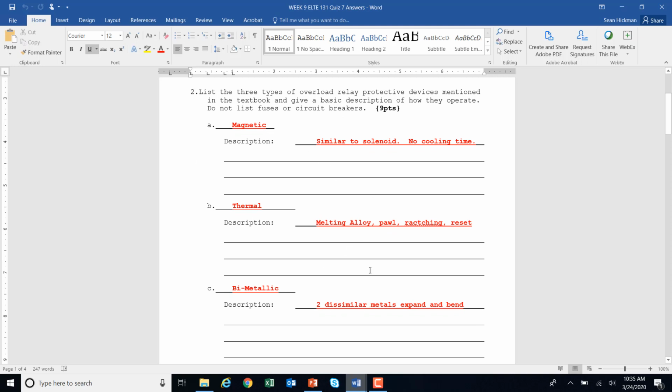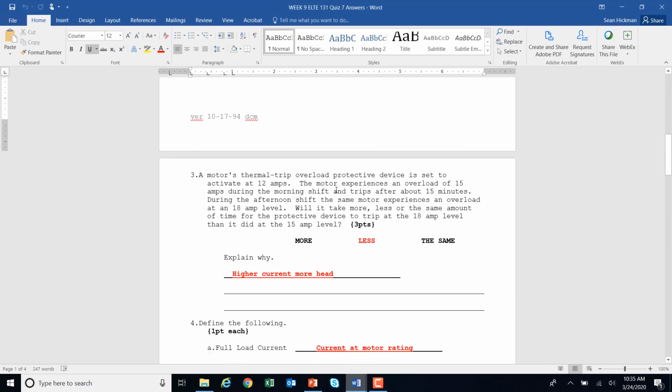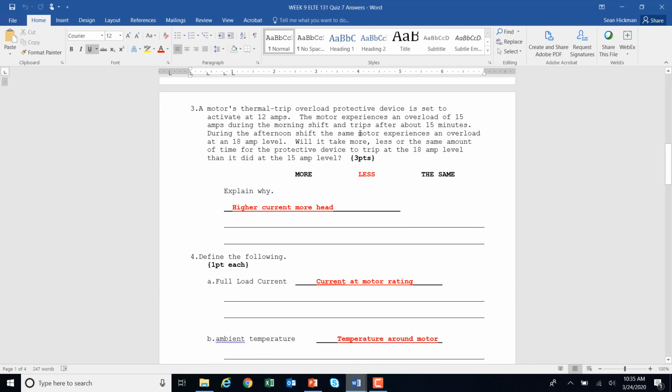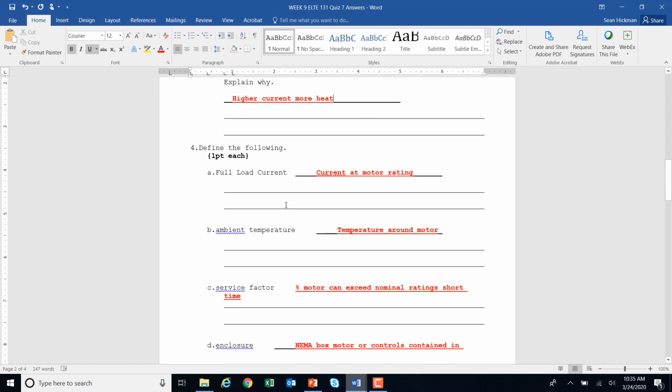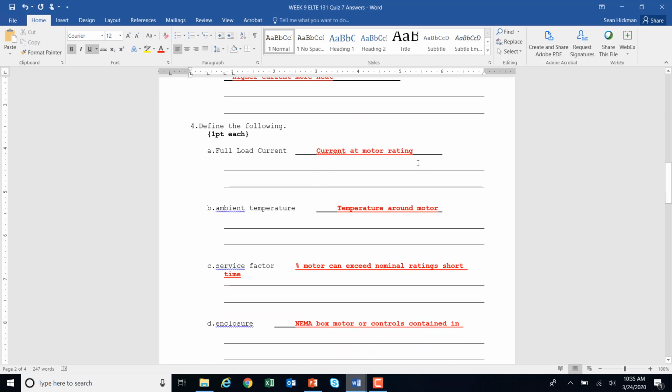I'm not going to elaborate on this because this was right out of the last lecture video. We went all the way through it. The motor is running and it's drawing more current, 15 amps versus 18 amps. It's going to trip in less time because the higher the current, the more heat. Let's fix that. Define the following: full load current. This is the current that the motor should be drawing at the rated full load. So if you have a 1 horsepower motor, and you're drawing 1 horsepower on it, that's the current that it should be drawing.